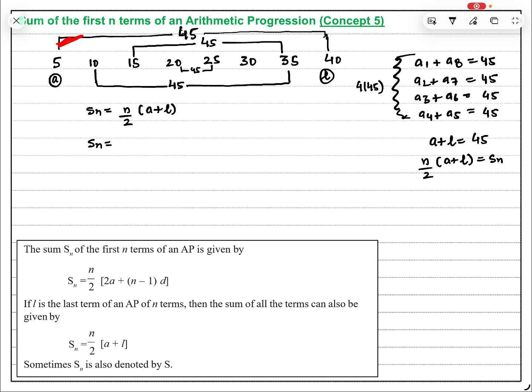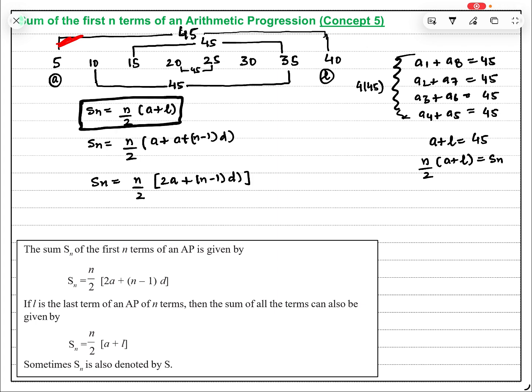You will not always have the last term. But the last term you can always find by doing a plus n minus 1 into d. And when you simplify this, you can write this as n by 2 into 2a plus n minus 1 d. So either you can understand and learn it in this way, or the other simplified way is this way.